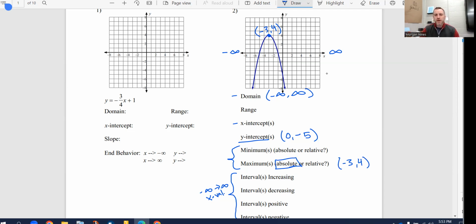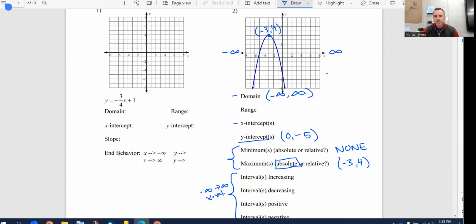As far as minimums go, minimum would be what's the lowest y value that this function achieves, or where's the lowest point. And it doesn't have a point. If you keep looking, you'll keep finding lower points. No matter how far you go, there's always a place you could go further in the negative direction.